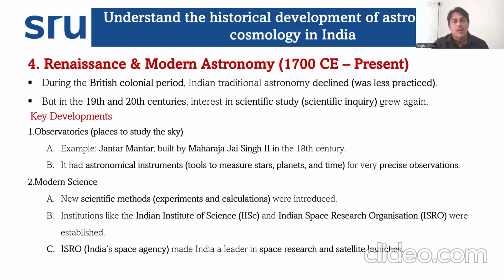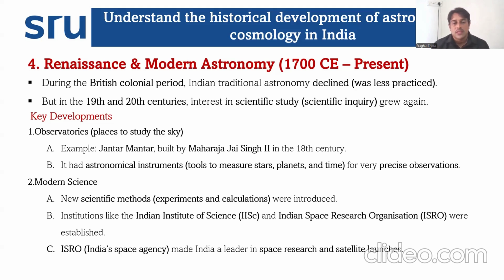But when they left our country, from the 19th to the 20th century, we again started observing the universe and doing research on astronomy. Let me introduce some key developments in modern astronomy. What are the key observations? Jantar Mantar was built by Maharaja Jai Singh II in the 18th century. What is its importance? It has many astronomical instruments, such as tools to measure the stars, planets, and time, to calculate time in a very precise and narrow manner.